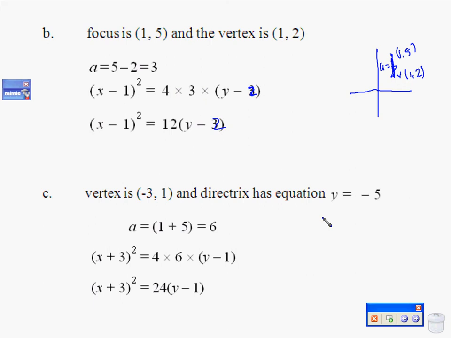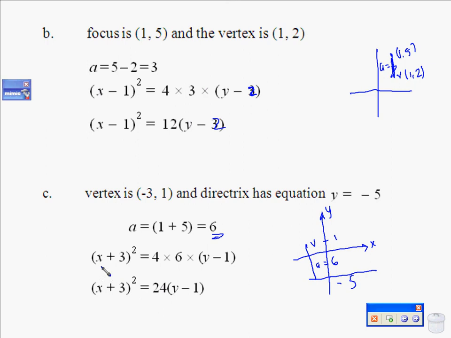Again, the vertex is minus 3, 1, and the directrix has an equation of y is equal to minus 5. So there's y is equal to minus 5, because that's our axis there. And the vertex is at minus 3, 1. Our focal length is going to be 6, and that's where we get our focal length from, because the distance from the vertex to the directrix must be 6.